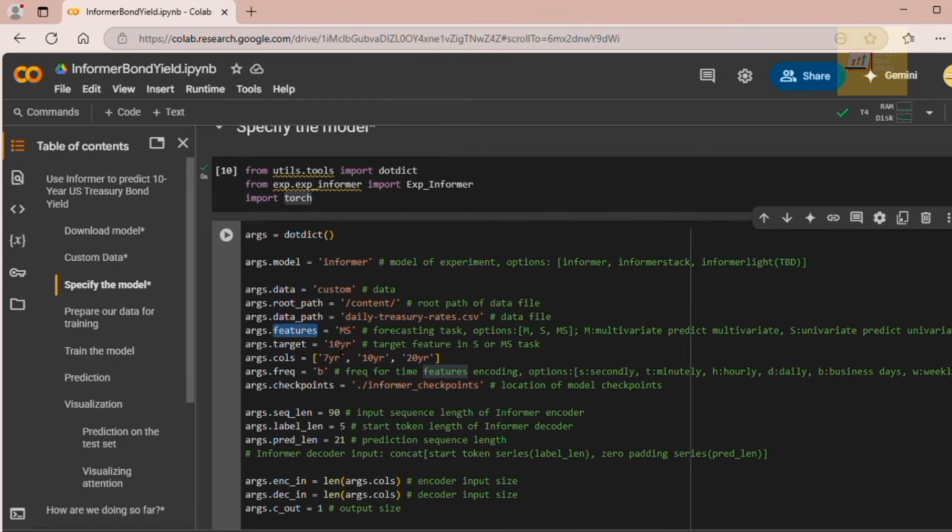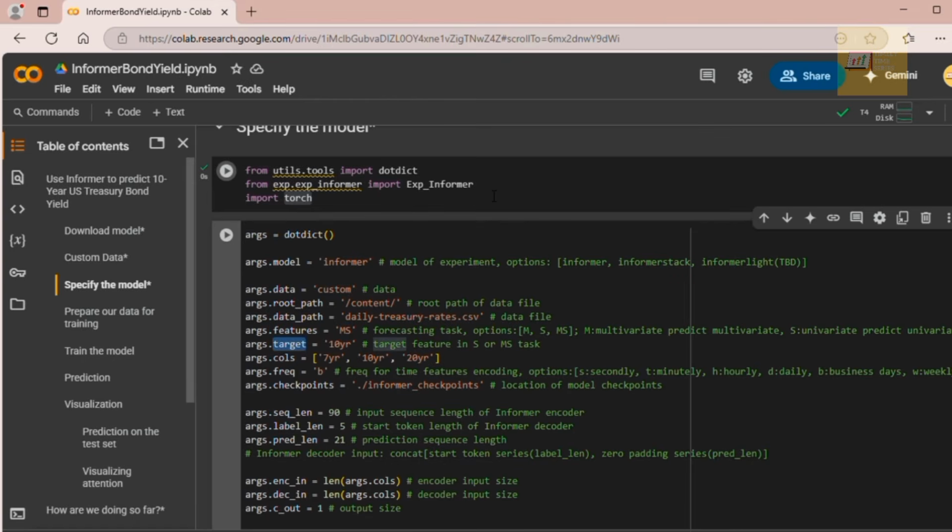And then the features parameter, this is about what our forecasting task is all about. We have three options, M, S, or MS. And we go with MS because our input is multivariate time series. That's what the first letter is all about. And for the second letter, this is for the output. S is for single or univariate time series. So it's MS.